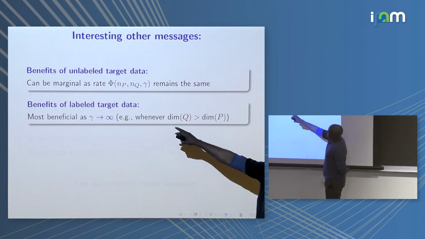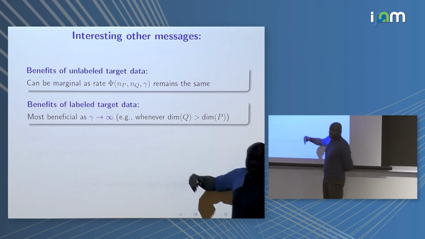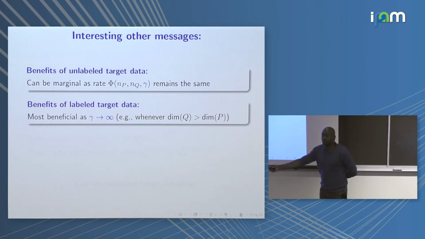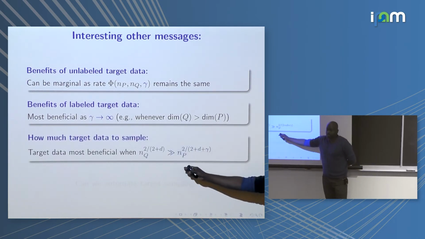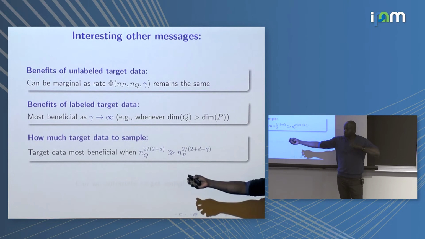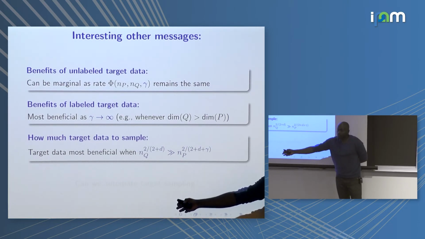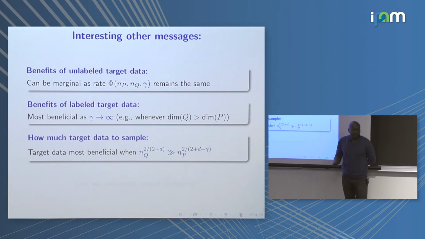The benefit of labeled target data: we now understand that it's the most beneficial as this gamma goes to infinity. As gamma goes to infinity, you should sample more. And how much more you should sample is given sharply by this rate. The rate tells you exactly the relative contribution of P and the relative contribution of Q, and tells you at what point there is enough data from the target to change the rate. Okay.